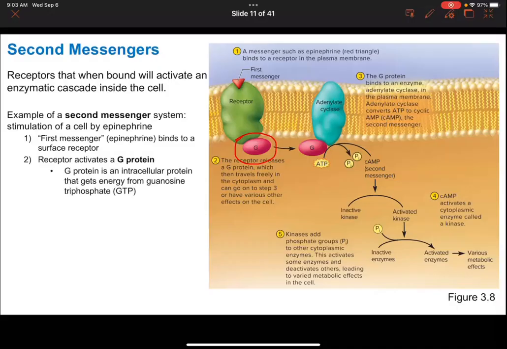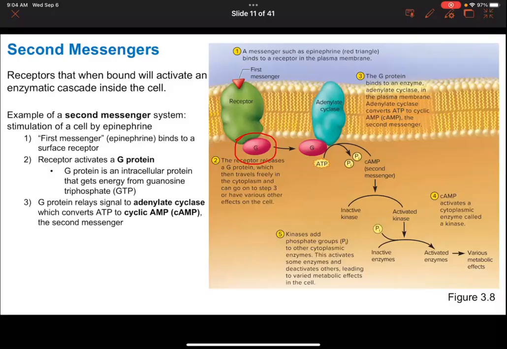So once that is activated, the G protein, which gets its energy from guanosine triphosphate, or GTP, hence the name G protein, it will then move over to adenylate cyclase, which is another protein, but it has the ASE, so that is an enzyme. It will activate adenylate cyclase, which will then convert ATP into cyclic AMP. And the cyclic AMP, or cAMP, is known as the second messenger.